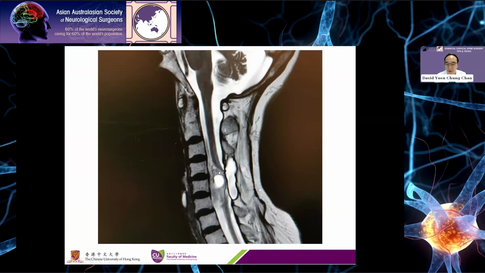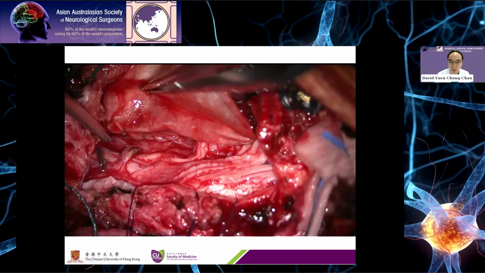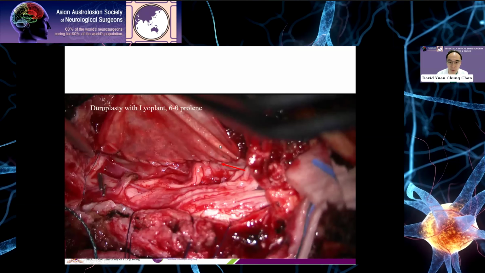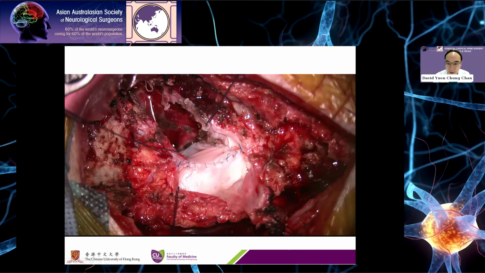And for this patient, in addition to laminectomy, we also perform facetectomy, the level above and below, to expose the tumor and the exiting nerve root. And then after tumor excision, we can do a watertight closure, and also duroplasty. We close the foraminal side of the dura before closing the dorsal side. And then this is the defect after tumor excision.